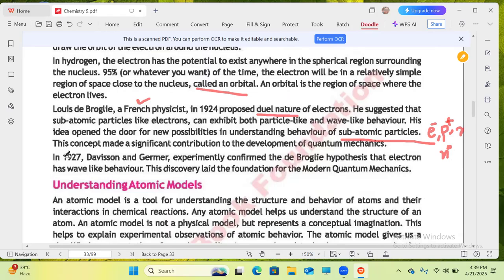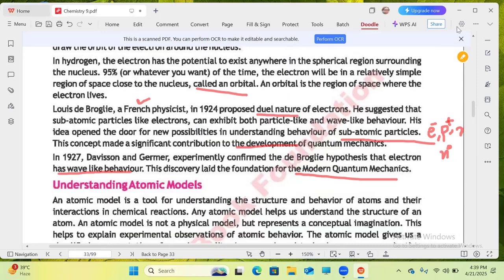Okay, good. So this concept made a significant contribution to the development of quantum mechanics. Moreover, in 1927, Davisson and Germer experimentally confirmed the de Broglie hypothesis that the electron has wave-like behavior. This discovery led to the formation of modern quantum mechanics. So that was the base which made modern quantum mechanics, a famous branch of physics and chemistry for studying subatomic particles and the structure of an atom as well.